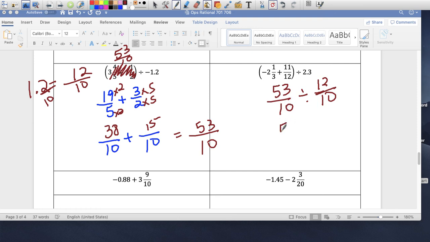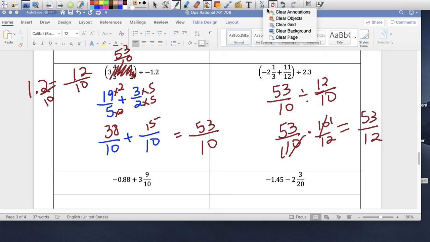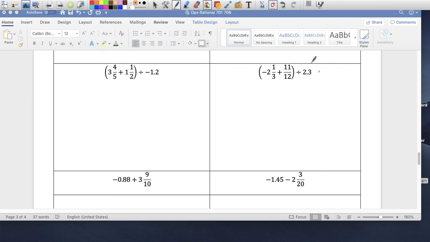So now we're ready to change this to multiplication. Times, and the reciprocal is 10 over 12, and this is going to work out nicely because these two become 1, and finally we get 53 over 12. Likewise, same thing, so let's add these two numbers inside the parentheses. 2 times 3 is 6 plus 1, so this becomes 7 over 3, negative, sorry, plus 11 over 12.